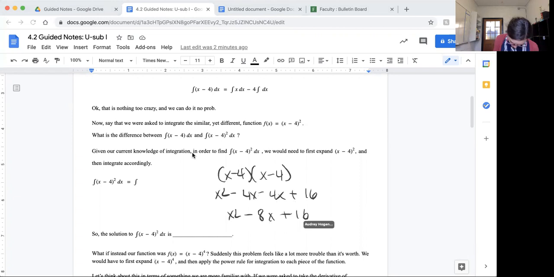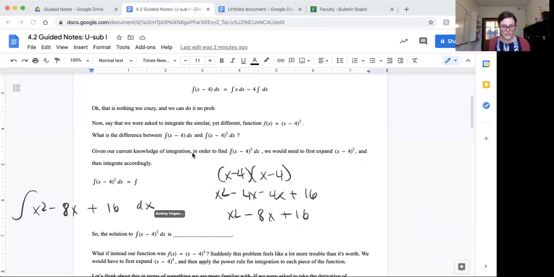So we could take the integral of x squared minus 8x plus 16 dx. And then using our basic rules, we know that the solution would be x cubed over 3 minus 2x squared plus 16x plus c. Okay, so it's a little bit more challenging, but we still can do it, right? Using our basic rules, we just have to expand it out.